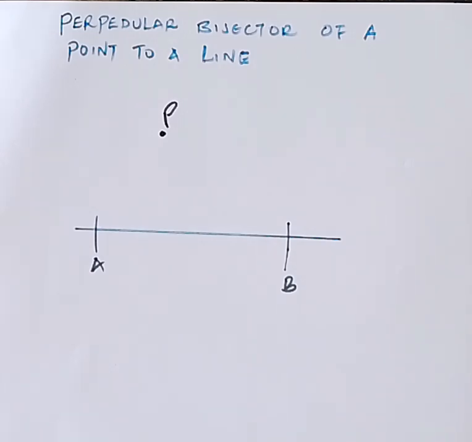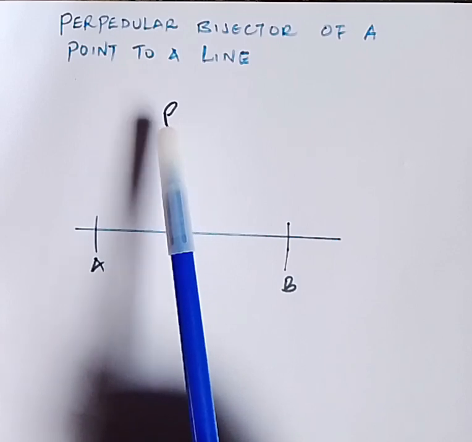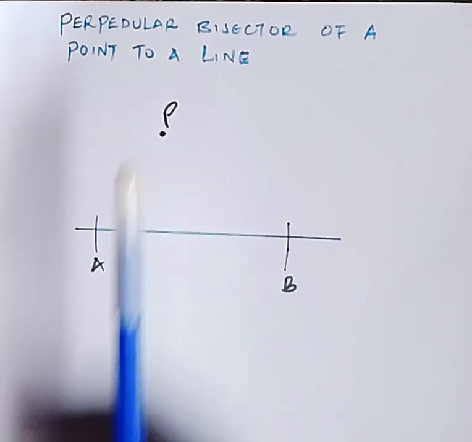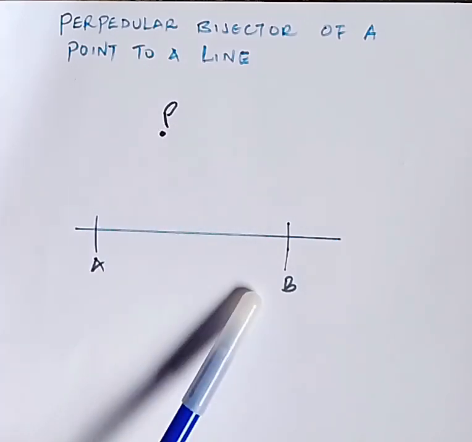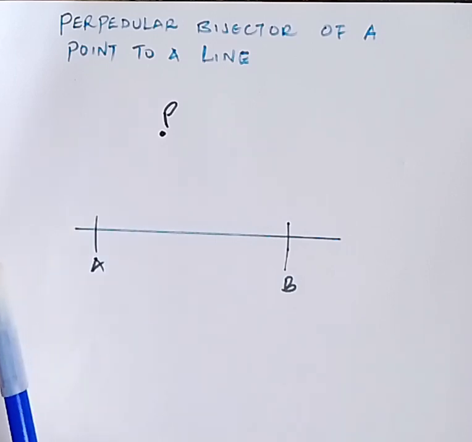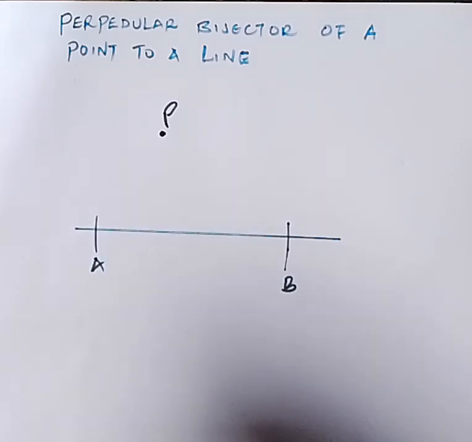So now we want to drop a perpendicular from point P, this is our point P, to meet line AB. Remember, a perpendicular bisector must cut a line at an angle of 90 degrees. So let's go.